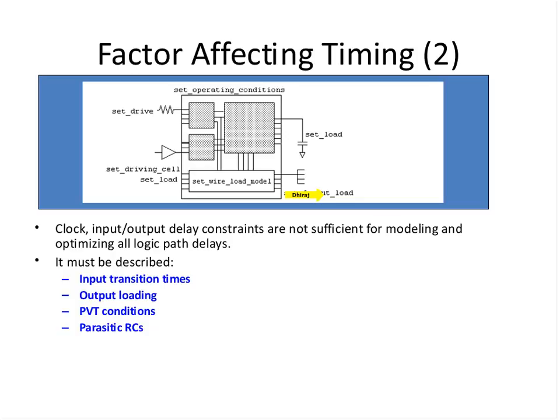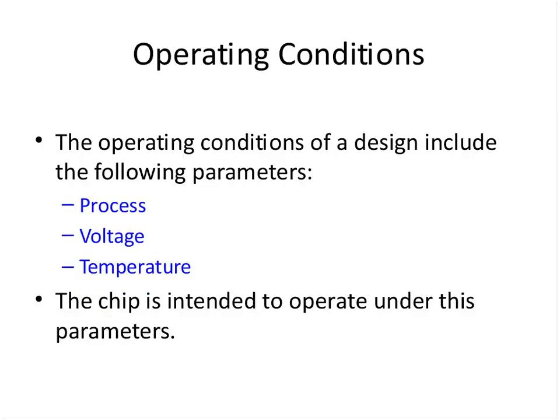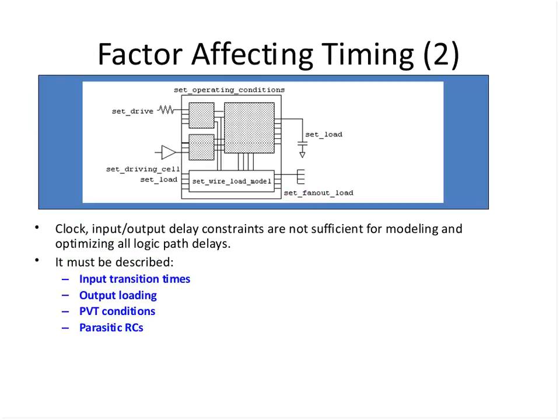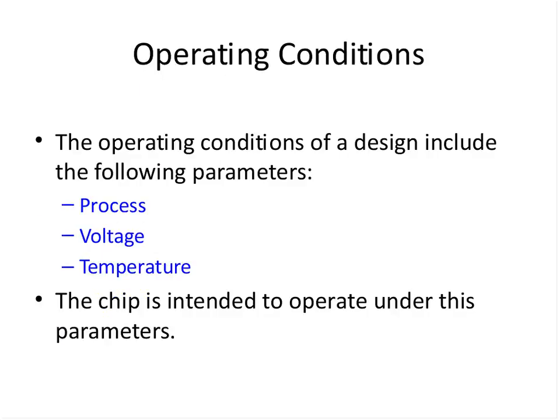We look at the four cases of how to specify input transition, how to specify output loading, how to set the PVT condition, and how to set the parasitic extraction. Let us first look at the operating conditions. I have gone through this earlier, but let me quickly go through it again. The operating conditions include the following parameters: process, voltage and temperature.